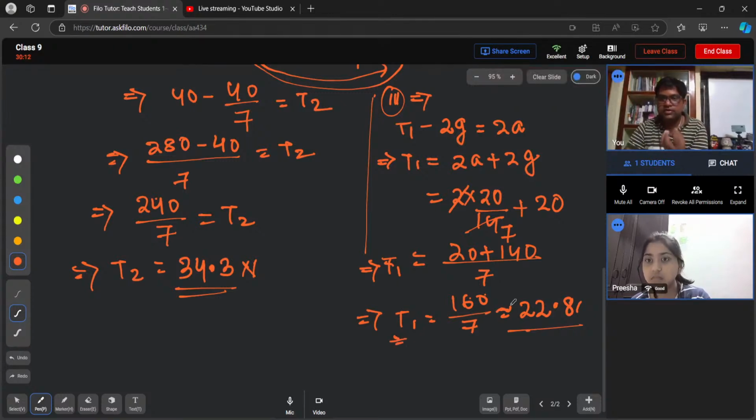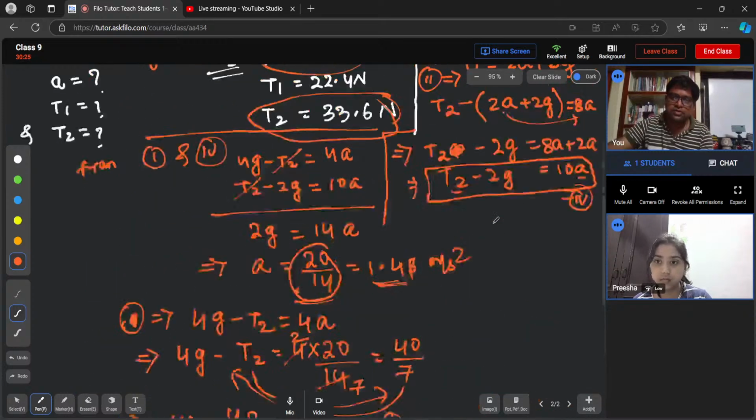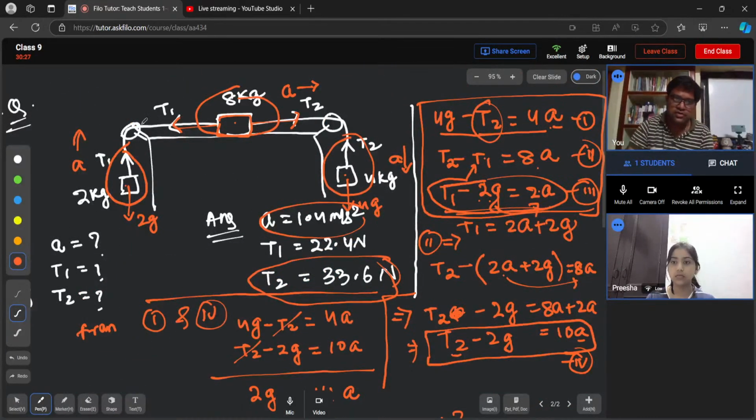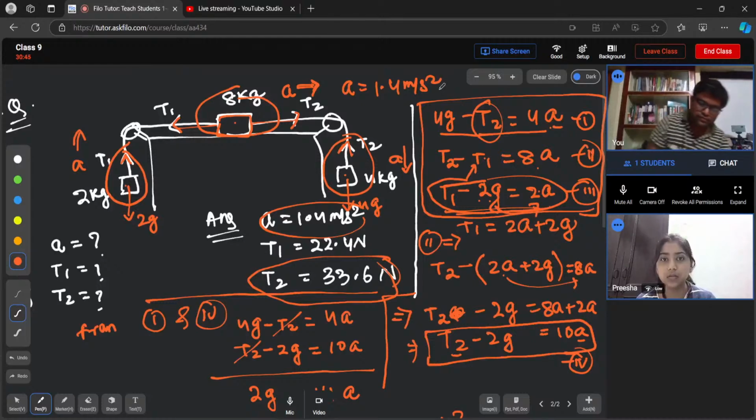We are pulling it, and the string is pulling you in the upward direction, so it's a force. So the unit will be Newton only. So we got the force values for our given condition: T1 we got, T2 we got, and also we got the acceleration of the system, which is approximately 1.4 meter per second square. So this is the way to solve questions when connected strings are there.